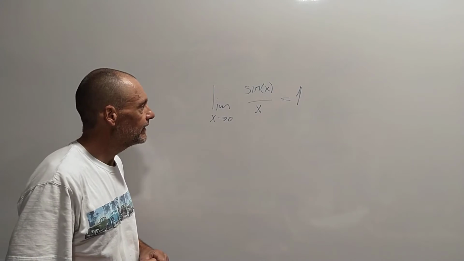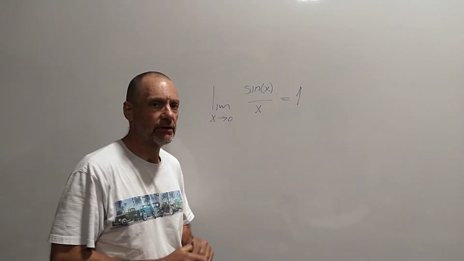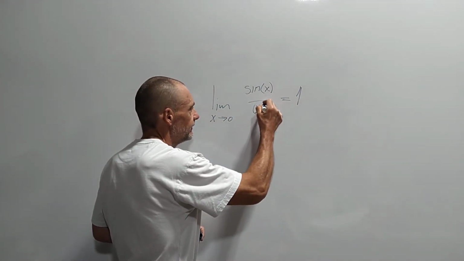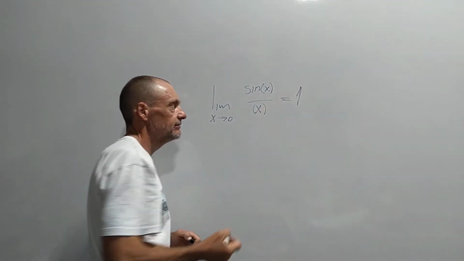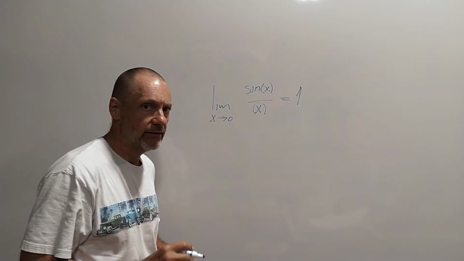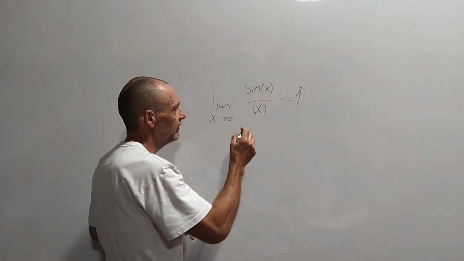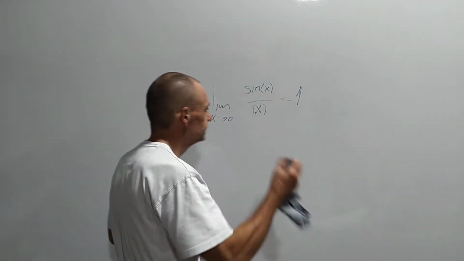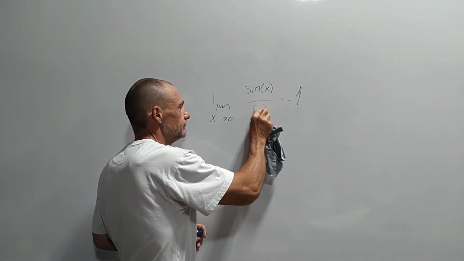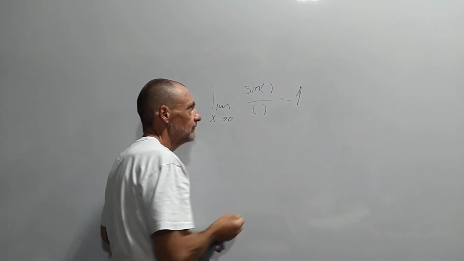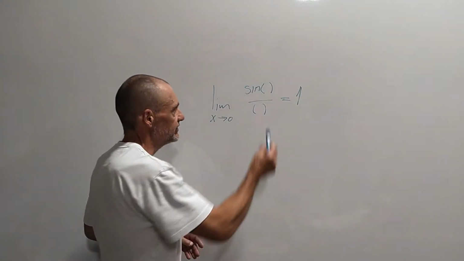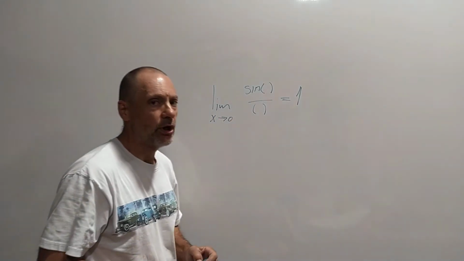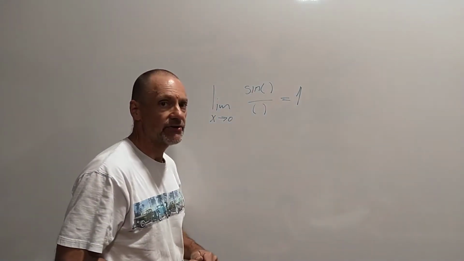So, there are a few things that I want to point out to you. X and x are the same thing. So, if we wrote this without the x's, as long as you got the same thing in here, then it's still 1. So it doesn't have to be x.